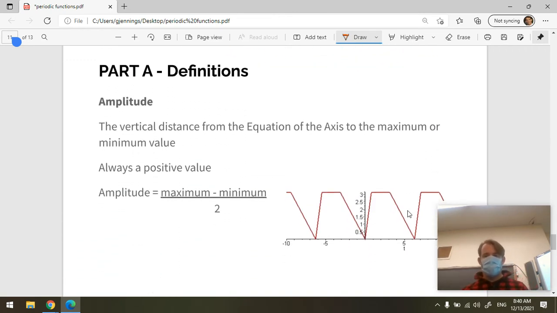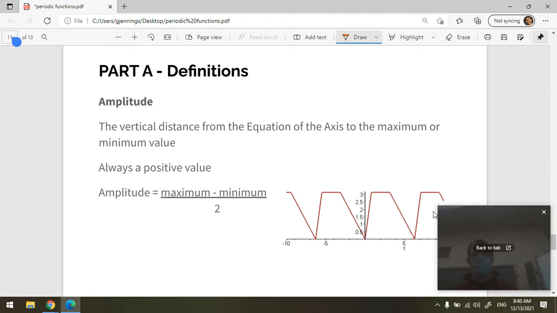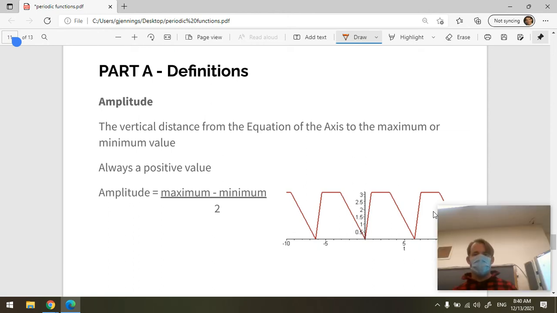And the amplitude. This is the last thing that we need to know. Again, it's the maximum minus the minimum divided by 2, and it's always a positive value. It means what's the distance between here and here, but half of that distance. So this is going to look like the equation for the axis, but here we're measuring more the distance from the axis.